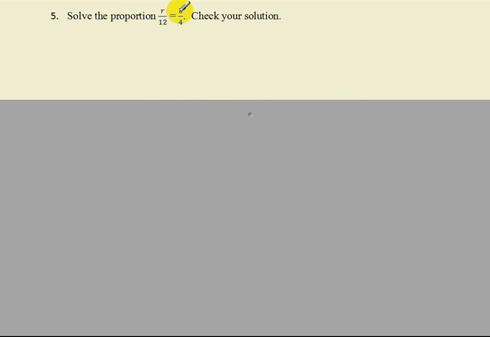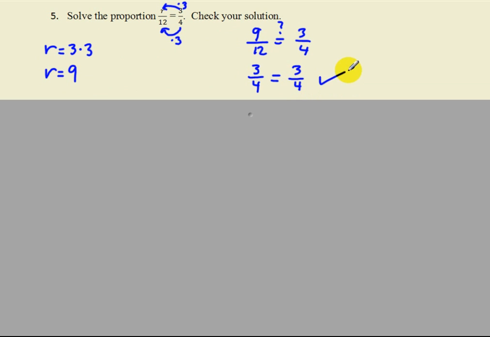Solve the proportion r over 12 equals 3 over 4 and check your solution. So we're trying to work from the second ratio back to the first. Going from 4 to 12, we have to multiply by 3, which means going from 3 to r, we also multiply by 3. So r is going to be 3 times 3, or in other words, r equals 9. And then to check that, we substitute our solution back in place of the variable. Does 9 over 12 equal 3 over 4? 9 over 12 will simplify. Divide each by 3 to get 3 over 4, and yes, it works.